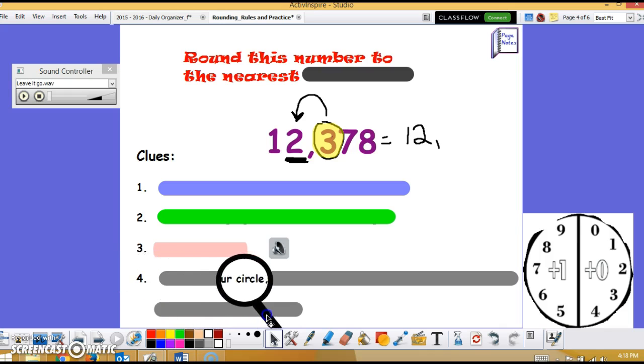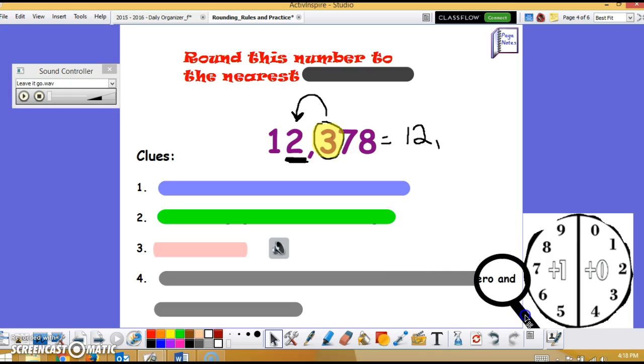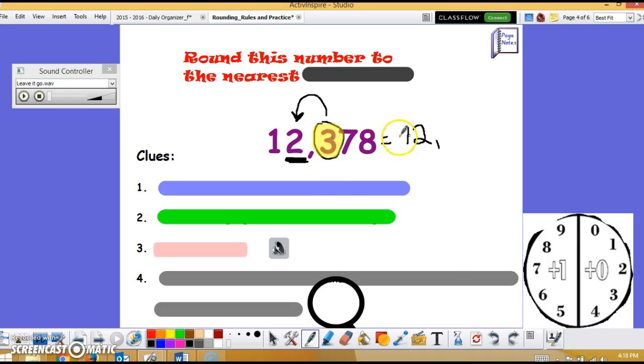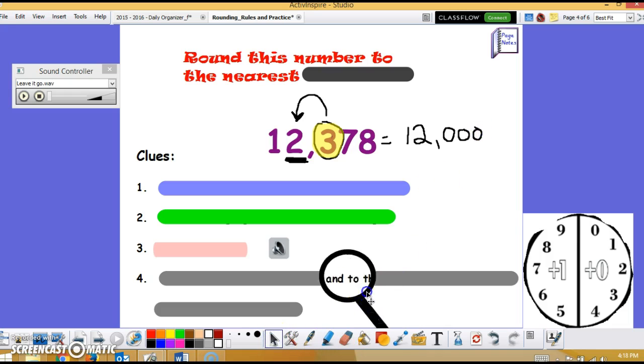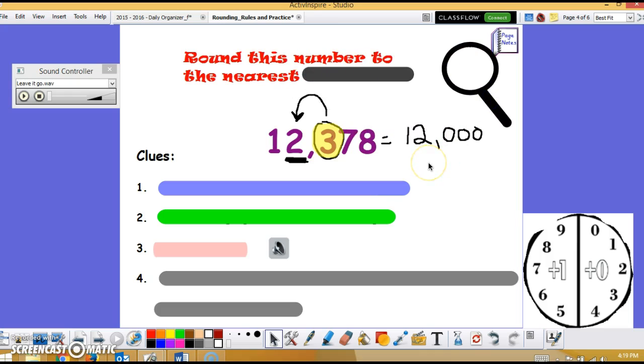In order to solve this problem, you have to go down to Rule 4. Anything you circle, highlight, and to the right becomes a 0, and you are all right. So the number that I've circled and highlighted is 3, that becomes a 0. And any number to the right, the 7 and the 8, also become a 0. Which means when I am rounding the number 12,378 to the nearest thousand, my final answer is 12,000.